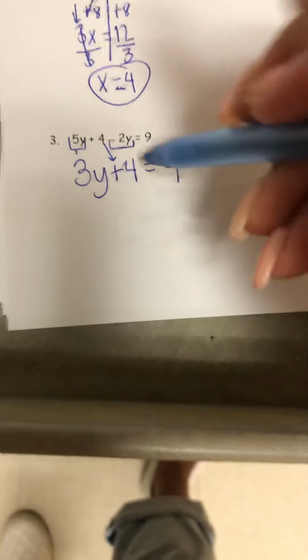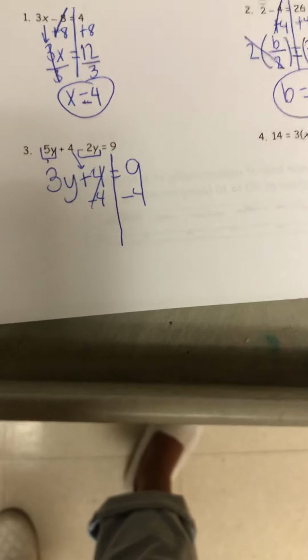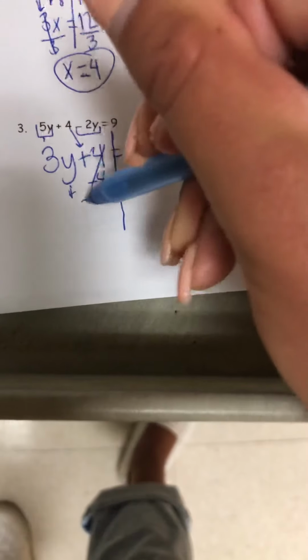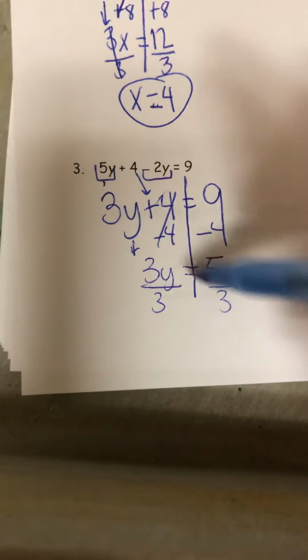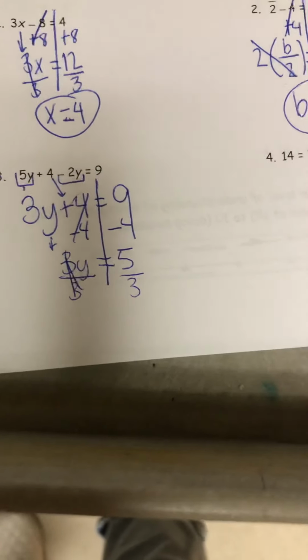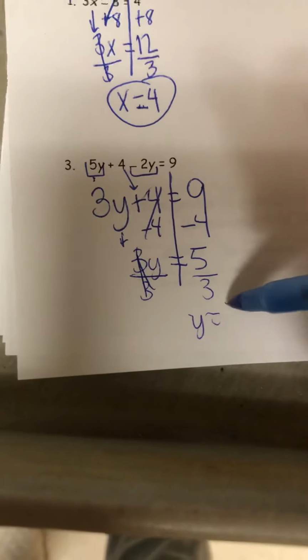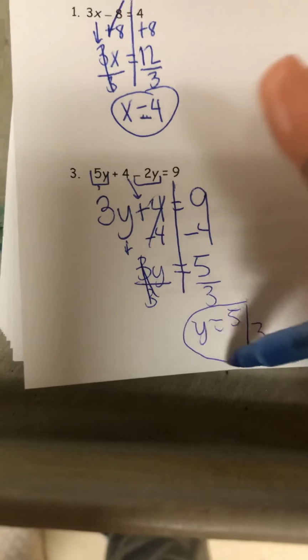Now I want to get y by itself still, so I'm going to get rid of that positive 4 by subtracting 4 on both sides. The 3y comes down. 9 minus 4 is 5. And then you would divide both sides by 3 to get rid of the 3 that is multiplying y. And then you get y is equal to 5/3. So you kind of have fractions.